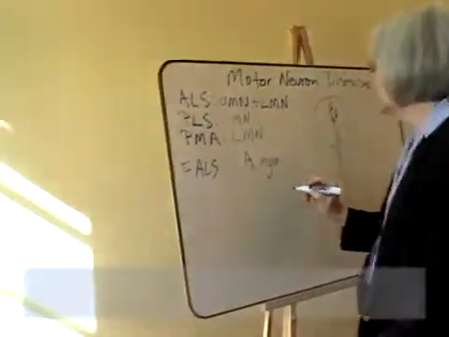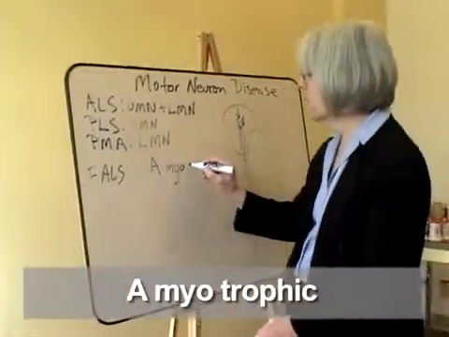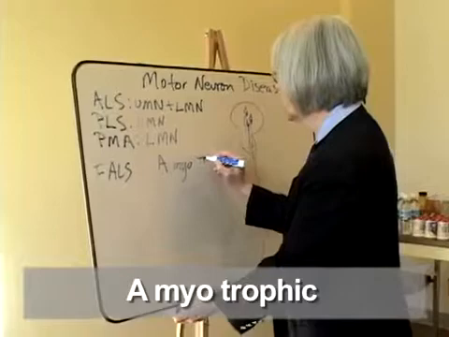The naming of ALS came from a very famous French neurologist in a series of lectures that he gave between 1868 and 1874. And what he observed was amyotrophic.